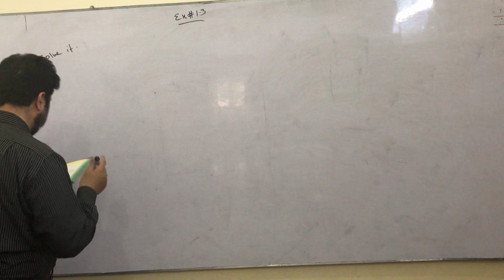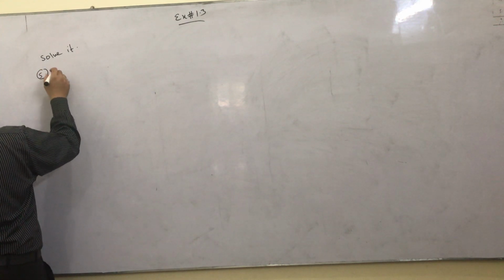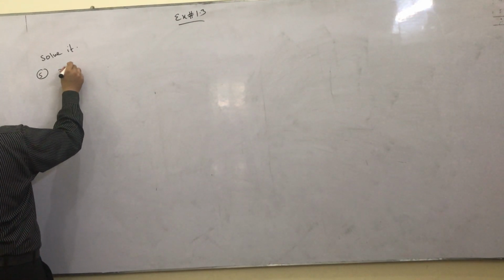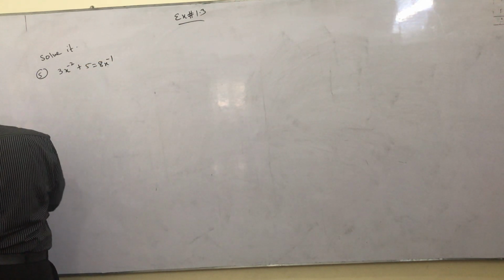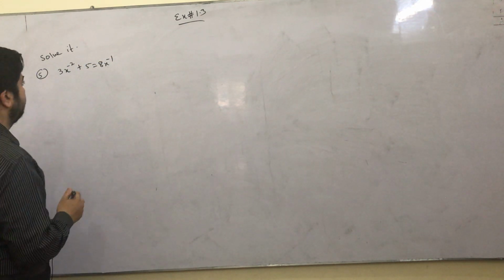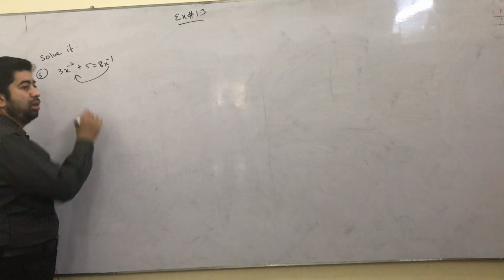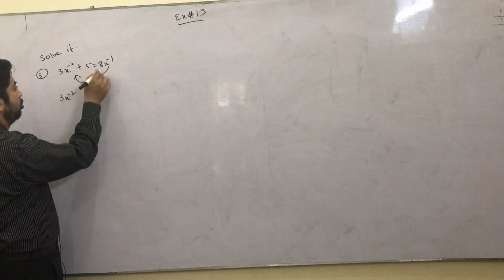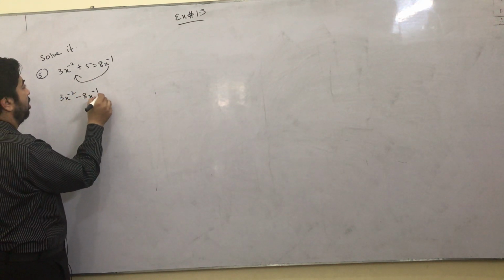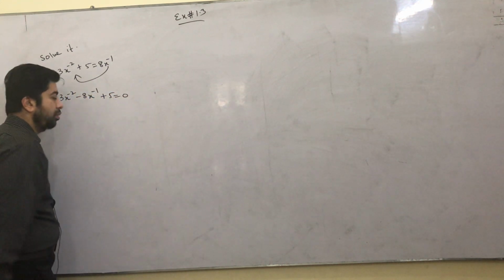Question number 4 and then question number 5. 3x raised to the power minus 2 plus 5 is equal to 8x raised to the power minus 1. First you have to convert it into the form of a quadratic equation. 3x raised to the power minus 2 minus 8x raised to the power minus 1 plus 5 is equal to 0.